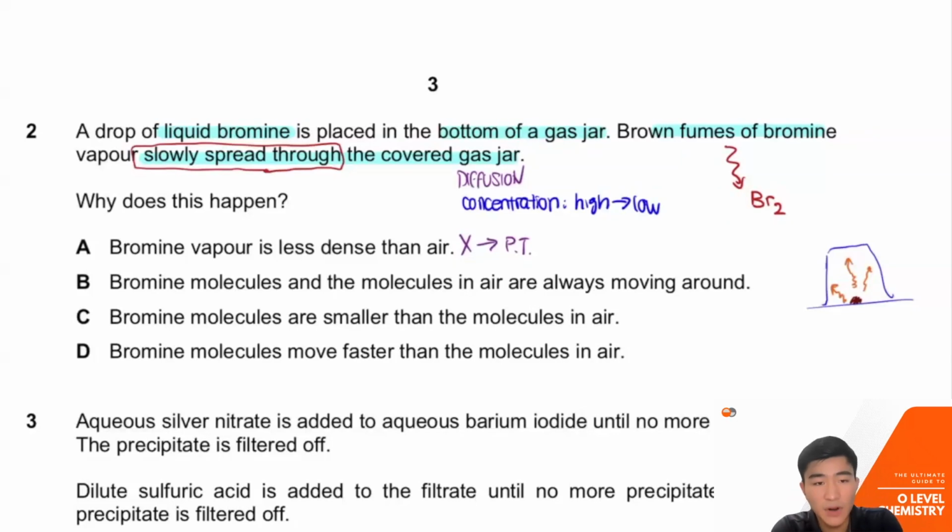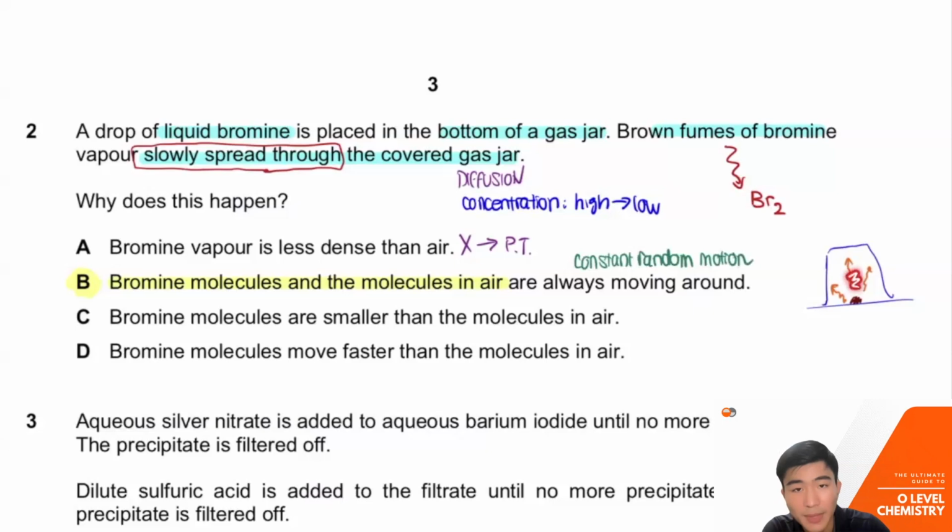So A is wrong. Now B is saying that bromine molecules and molecules in air are always moving around. Okay, that is correct. This is what we have learned in the chapter of kinetic particle theory. We have learned that molecules in air always take on constant random motion. And the key word over here is because of this constant random motion, what is going to take place is that the bromine is going to diffuse.